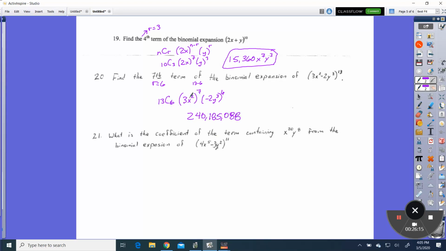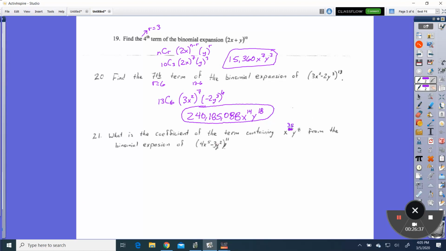I now need to do the power on the variable. X squared to the 7th becomes x to the 14th. Y cubed to the 6th becomes y to the 18th. And that's my answer on this one. Hopefully you got the text. This needs to be changed from a 20 to a 35. So if it's not on your paper, make sure that's a 35.